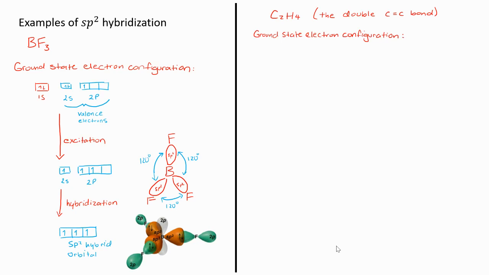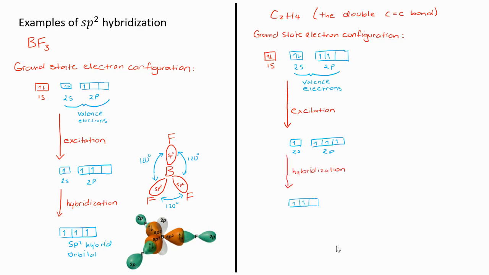So the ground state electron configuration for carbon looks like this, with blue colored the valence electrons. Excitation occurs and we end up with the second 2s electron jumping up to the 2p orbital. So we now have 4 electrons in separate orbitals ready for bonding. Hybridization occurs, but in this case we only get 3 sp2 hybrids, and we have one of the 2p electrons staying as a 2p electron.